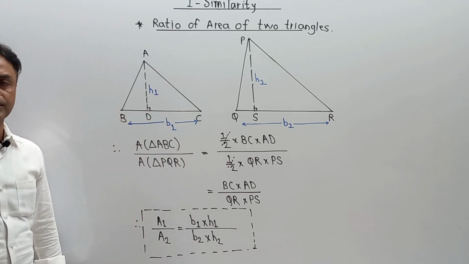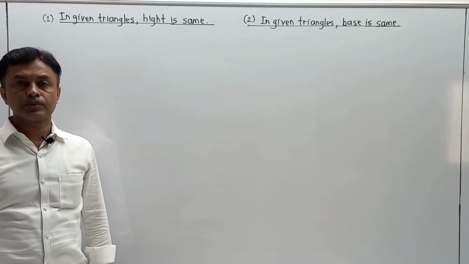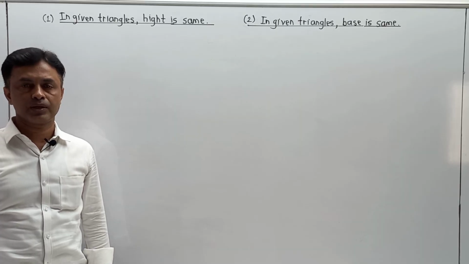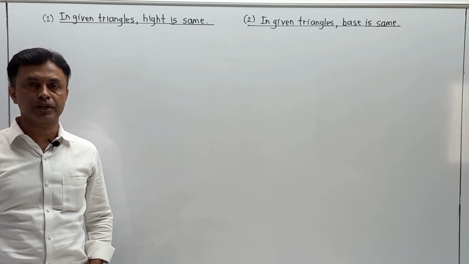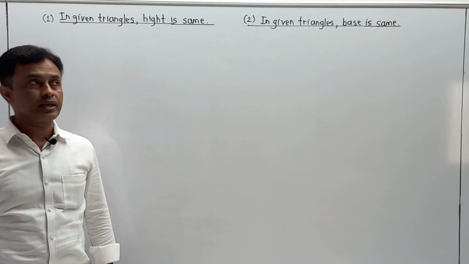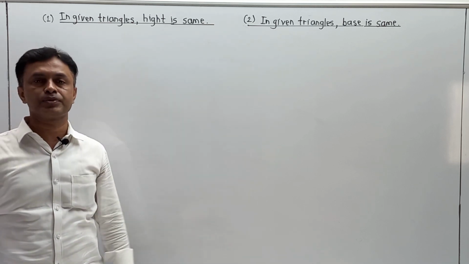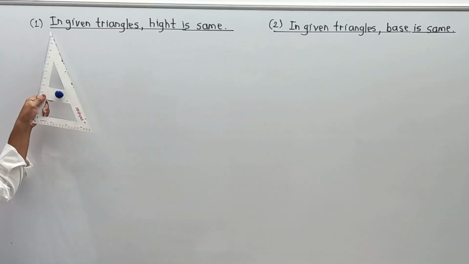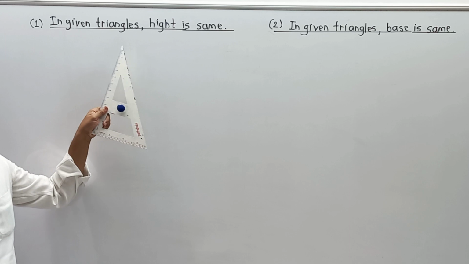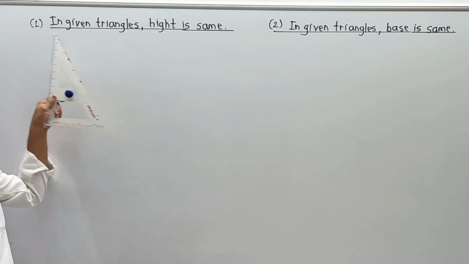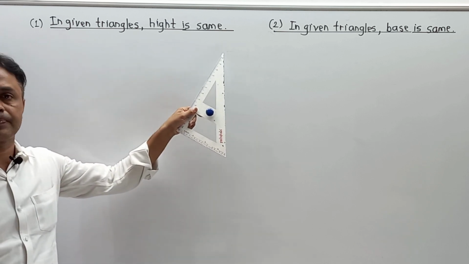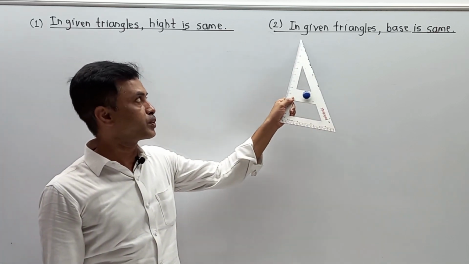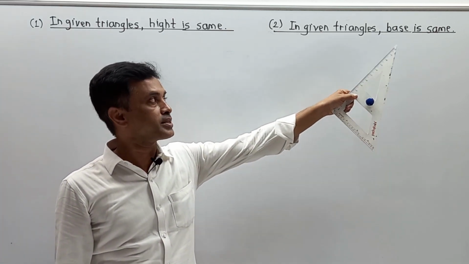Please pay attention to the next concept. We have discussed the concept that is the ratio of areas of two triangles. Now every triangle contains a respective base and respective height. So according to that, there are two types of conditions. The first condition is: in given triangles, meaning two or more triangles we take into consideration, here we take a pair of triangles for comparison, the height is the same. This is the first condition. And condition number two is: in given triangles, the base is the same.